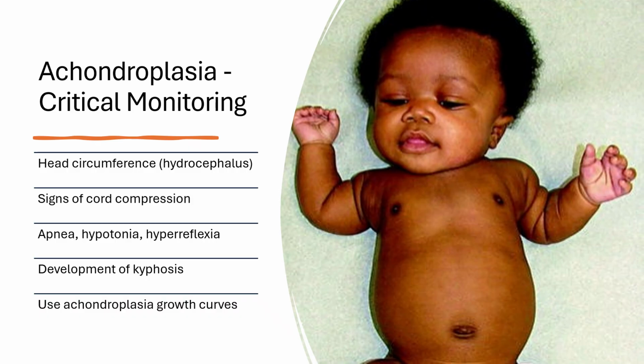Monitoring for the development of kyphosis becomes essential because the spinal curvature abnormalities can progress during growth and create additional compression risks. Think of this as watching for structural changes that could compound the existing anatomical vulnerabilities. The requirement to use achondroplasia-specific growth curves rather than standard growth charts ensures that you're tracking the baby's development appropriately for their condition. Standard curves would make every measurement appear abnormal, while condition-specific curves help you distinguish between expected growth patterns and true complications requiring intervention.